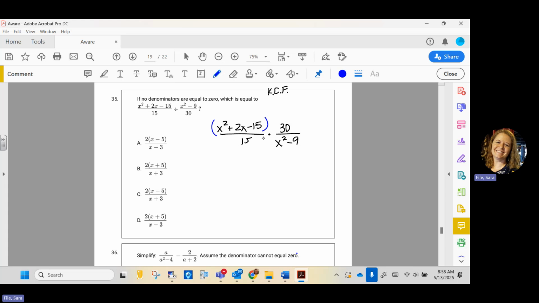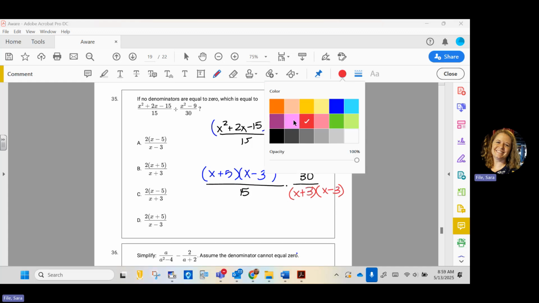So up here, this trinomial, let me see if I can factor. What multiplies to negative 15? So we need a positive and a negative, but adds to 2. That's going to be positive 5 and negative 3. Okay, the denominator, nothing to factor. Numerator, nothing to factor. And then this denominator will factor. It's a difference of squares. So x plus 3 and x minus 3.